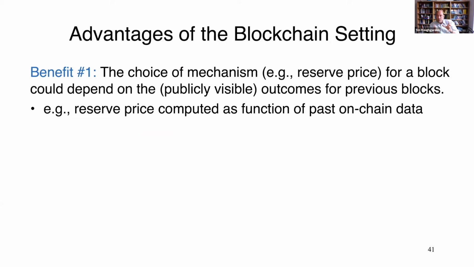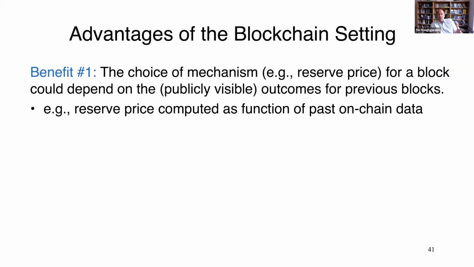Because each of these auctions for a block is not just a one-off auction happening in a vacuum. There have been lots of auctions, lots of blocks that have preceded it. There will be lots more auctions for blocks that come later. And that opens up some opportunities, actually. So for example, the mechanism you use for a given block, what reserve price you try to use, that could depend on the past, on blockchain history.